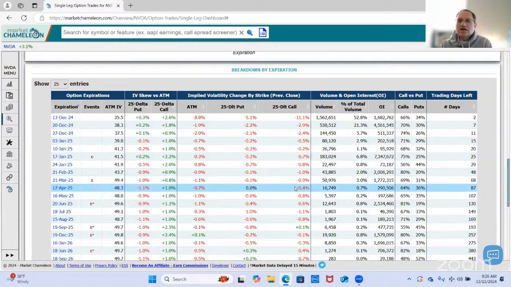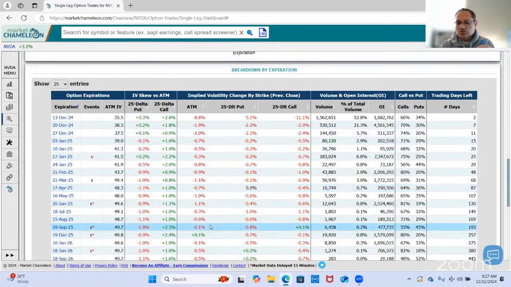So looking at this table, it looks like the term structure shifted lower, and so did all the strikes, the skews within the expiration also shifted lower for the most part. So implied volatilities were lower across the board. That's what this table is indicating.